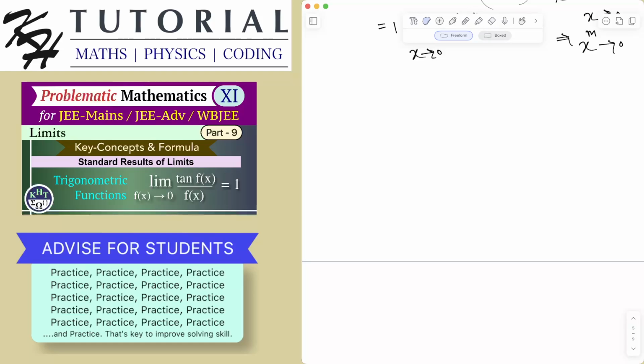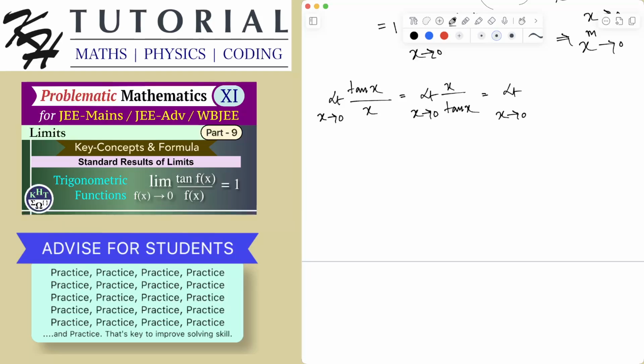So you must be familiar with the standard result that limit x tending to 0 of tan x by x is equal to limit x tending to 0 of x by tan x, is equal to limit x tending to 0 of tan inverse x by x, is equal to limit x tending to 0 of x by tan inverse x, and all these limits are equal to 1.